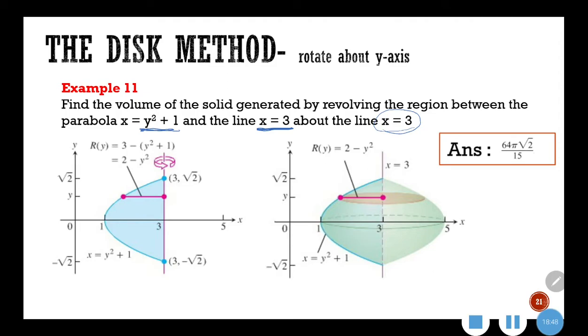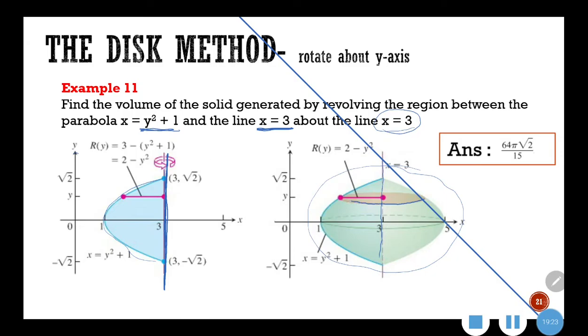Okay, so here about the line x equals 3. Earlier we were rotating about the y-axis, but now it is about the line x equals 3. So this line x equals 3 is here. Now this x equals 3 becomes the center of your radius. So if you imagine it rotating 360 degrees, it looks like a spinning top like this, and this is the center. So you slice it into discs, looks like this.